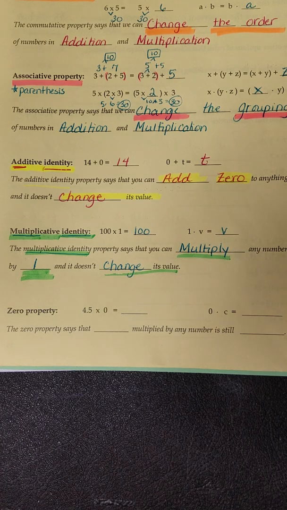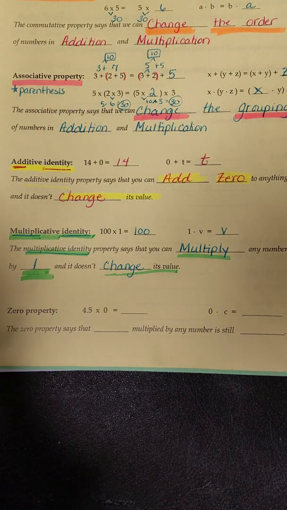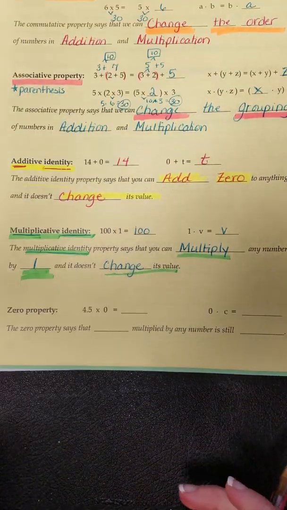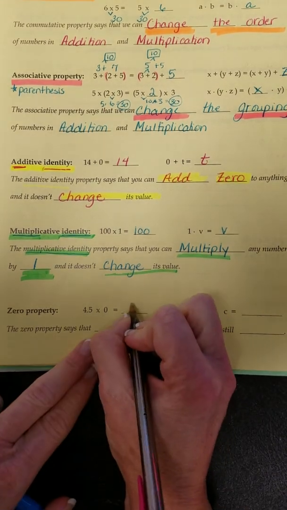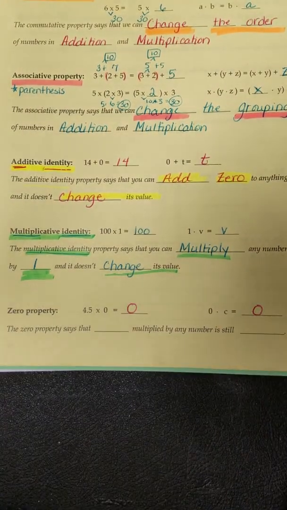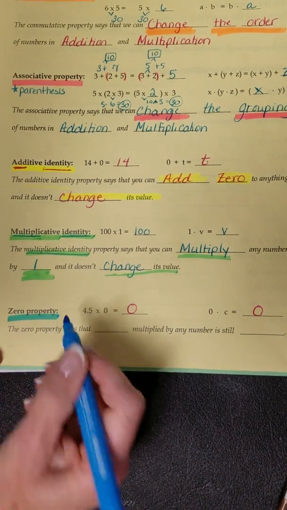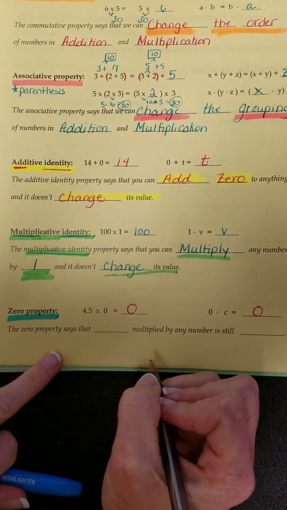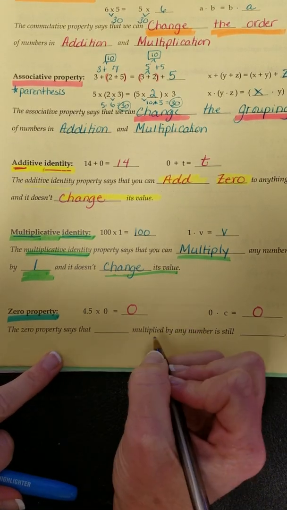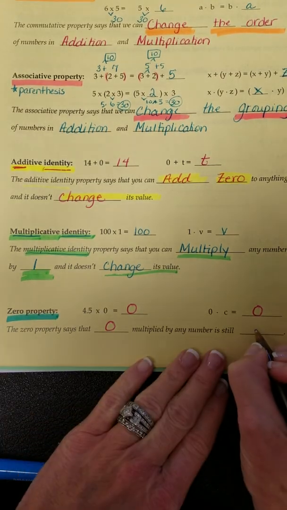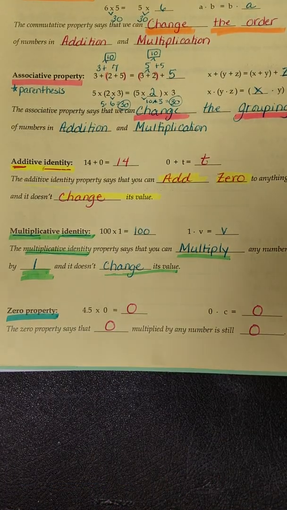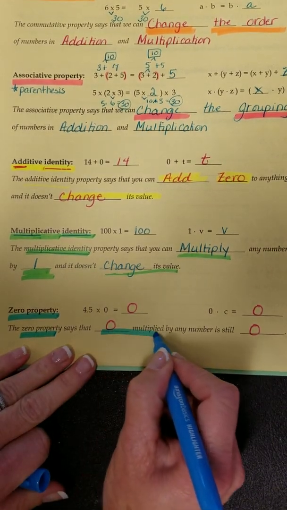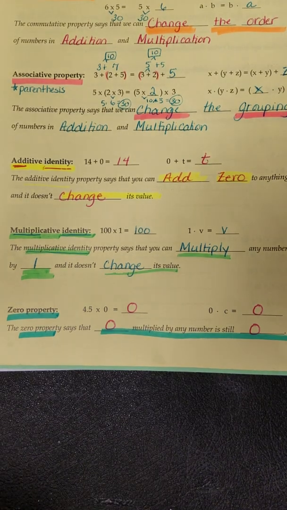And the last property that we want to be familiar with is the 0 property. And that's exactly what it says. The 0 property means that we can multiply anything by 0 and we know that my answer is always 0. So the 0 property says that 0 multiplied by any number is still 0, or any number multiplied by 0 is 0. So the 0 property is 0 multiplied by any number is 0.